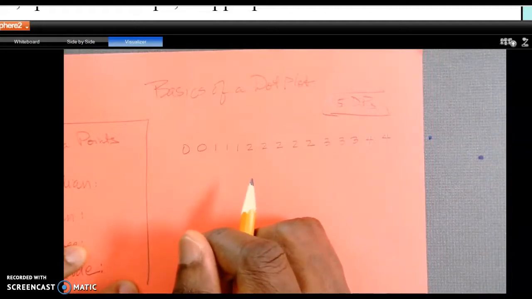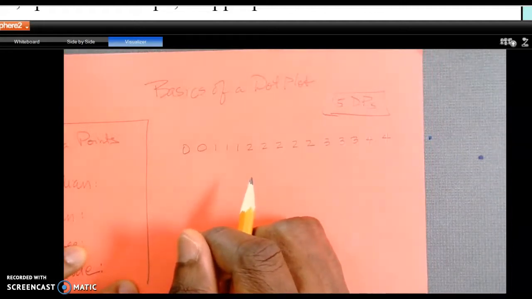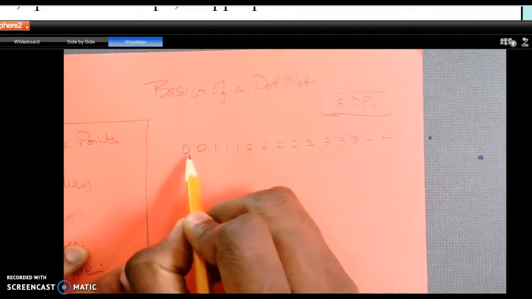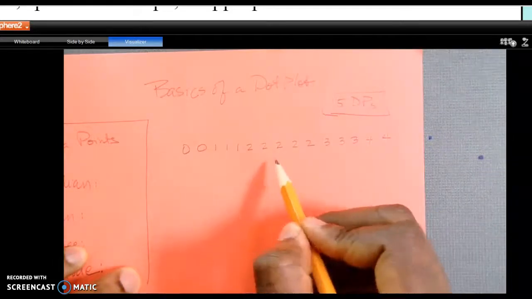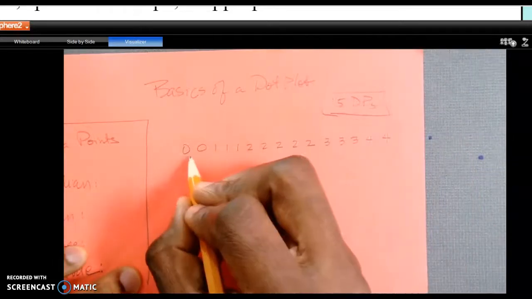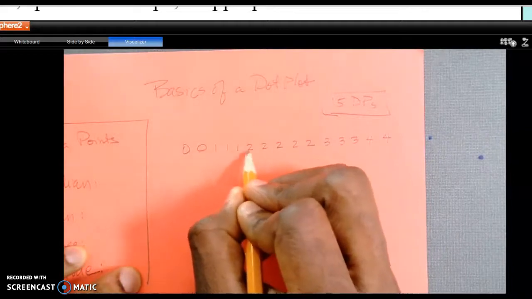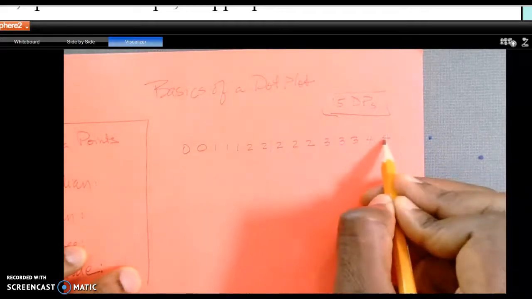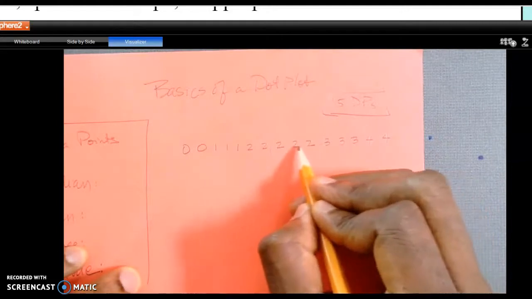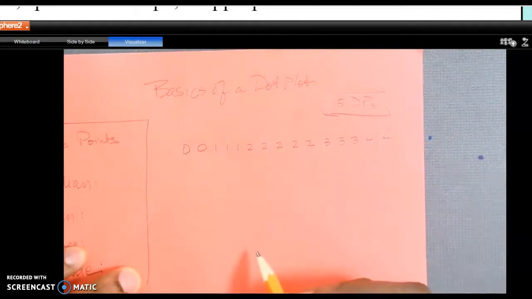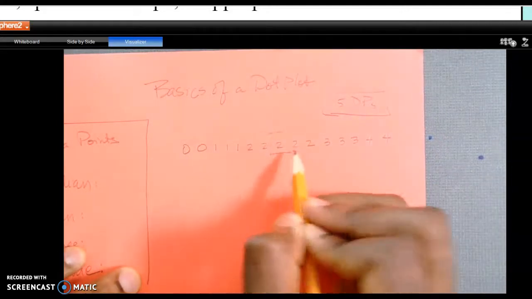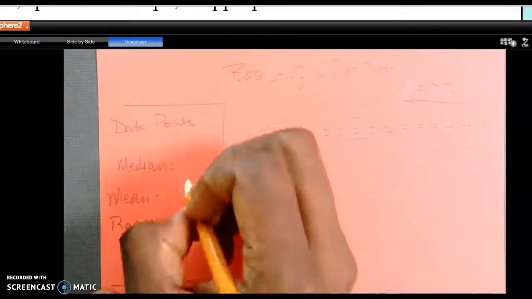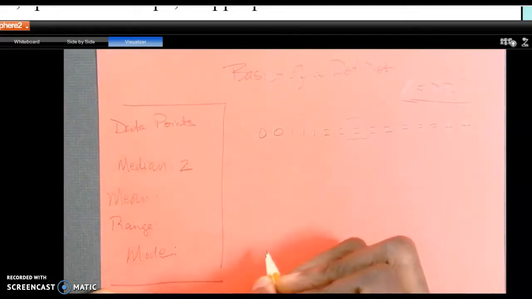So if I think about this, 15 divided by 2 gives me 7.5. So there would be 7 data points on one side, 7 on the other, and then one number that's right in the middle. That's 1, 2, 3, 4, 5, 6, 7, and 1, 2, 3, 4, 5, 6, 7. The number that is right in the middle is the number 2. So my median value is 2.